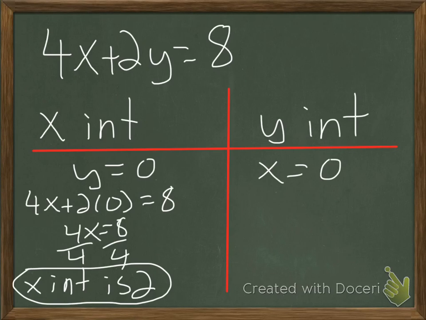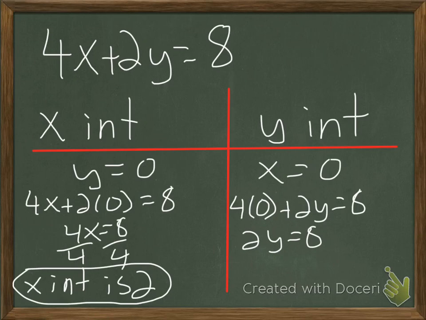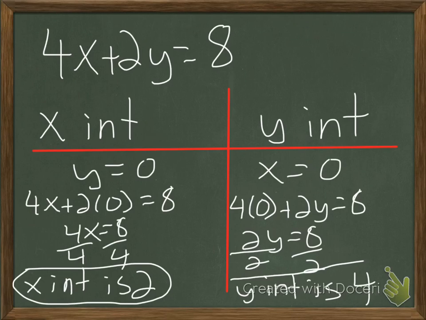Same thing here, except we're plugging in 0 for x. 4 times 0 plus 2y equals 8. Right, so 2y equals 8. So our y-intercept is 4, right? Let's go over one more example where we actually not only solve it, but we graph it, okay? So let's go over one more example.